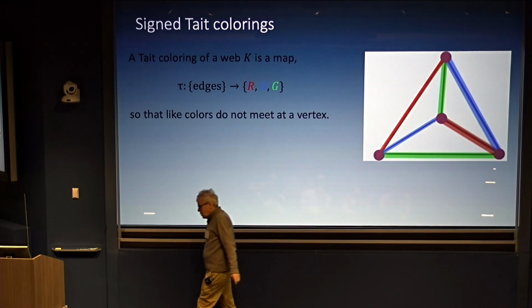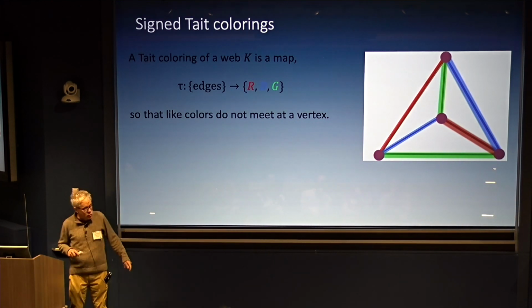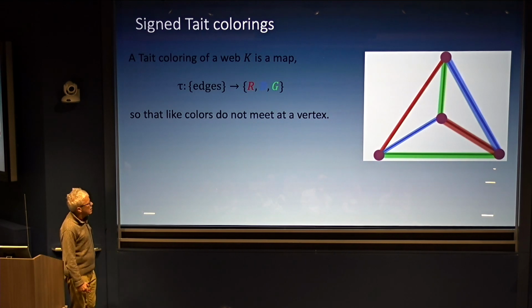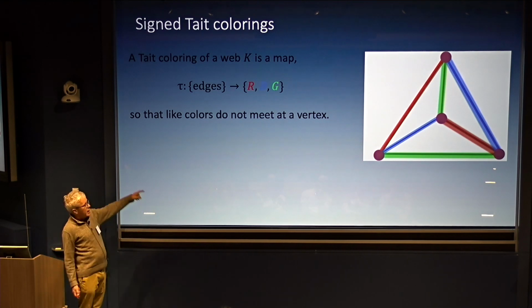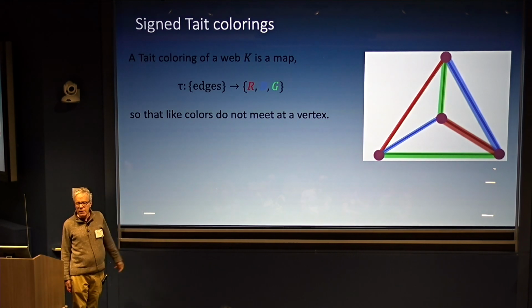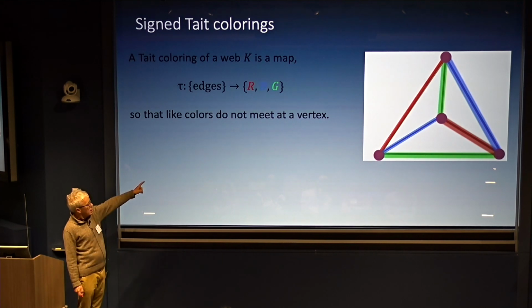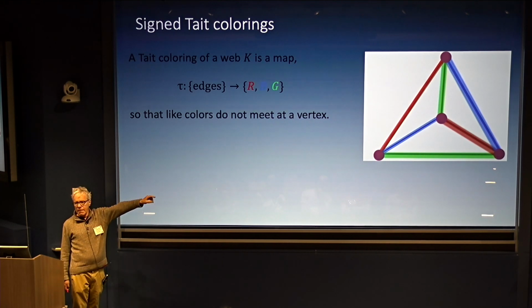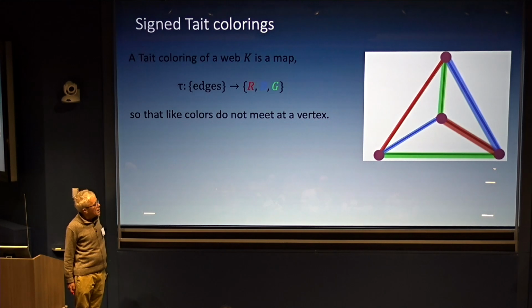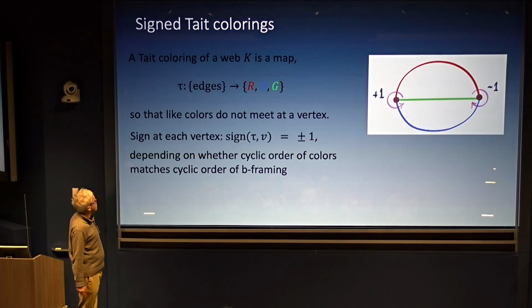So there's different ways to say what that number is without talking about instantons. Because I like Tait colorings, I'm going to say it in terms of Tait colorings. So a Tait coloring is an edge 3-coloring of the web. Every edge is colored with one of three colors, and you should have three different colors at every vertex.